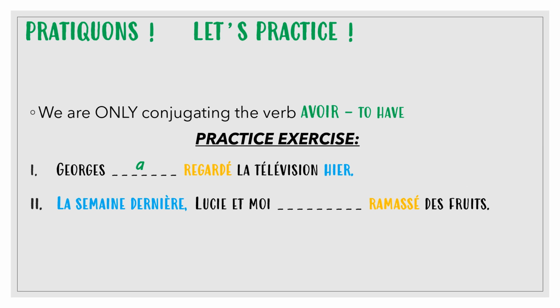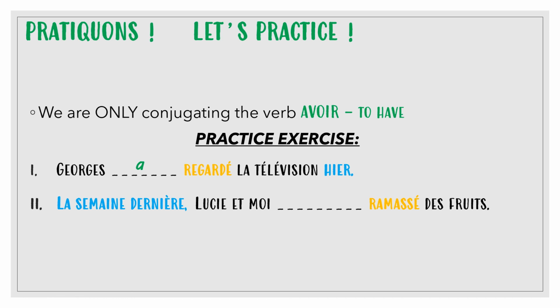So this one says, la semaine dernière, Lucie et moi, blank, ramasser des fruits. Alright, la semaine dernière, this one means, that's right, last week. Okay, so this has a timestamp on it. Once you see a timestamp like this, a definite time period, you know that you're going to be using the passé composé. We can't go back into last week by time machine and change what we did. We already picked up those fruits last week. We can't go back and put them back down.